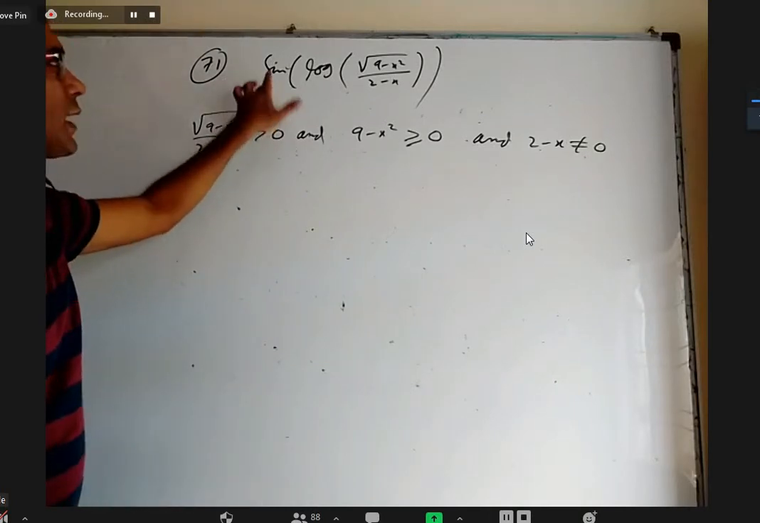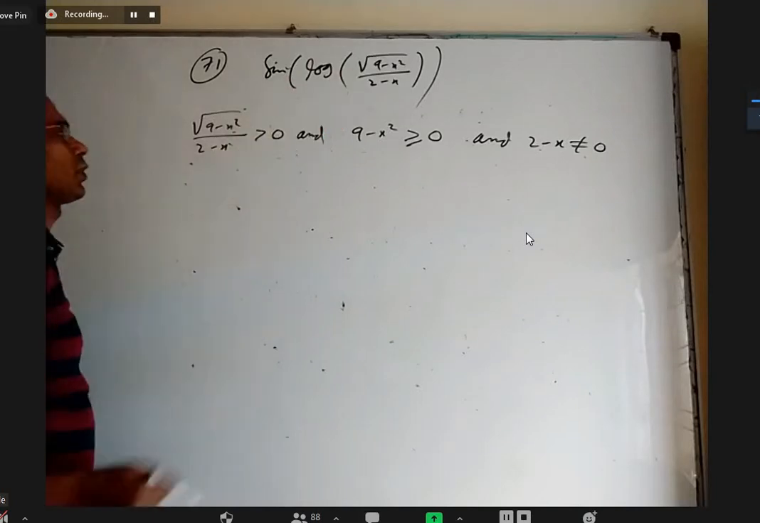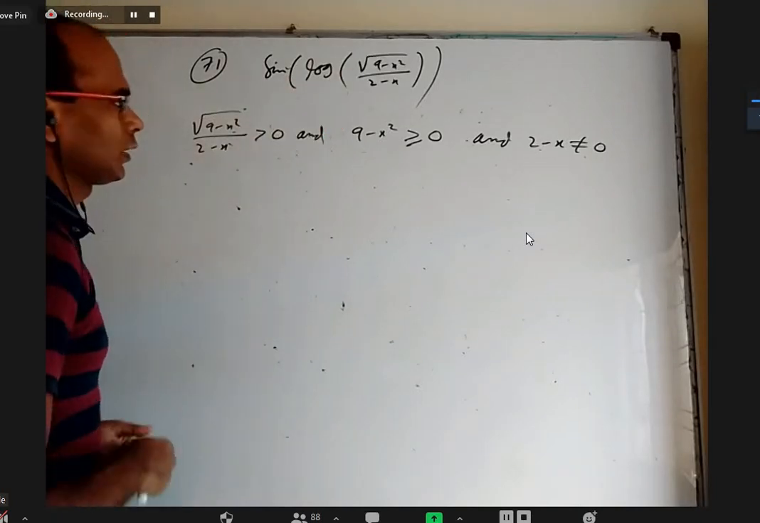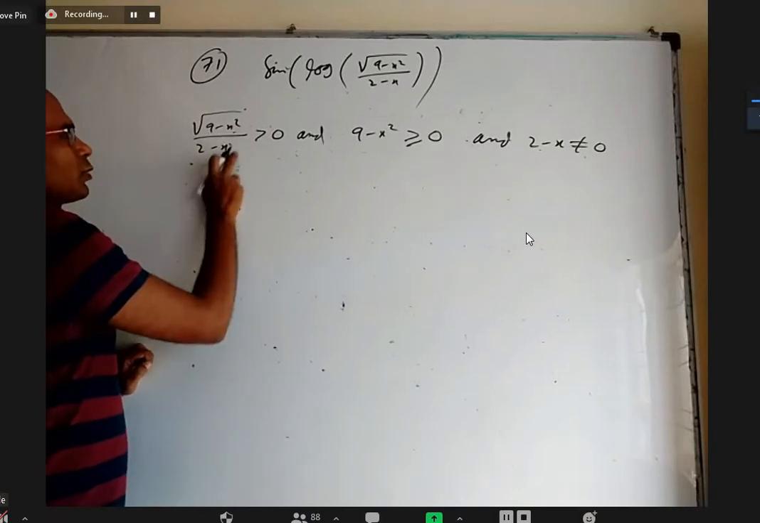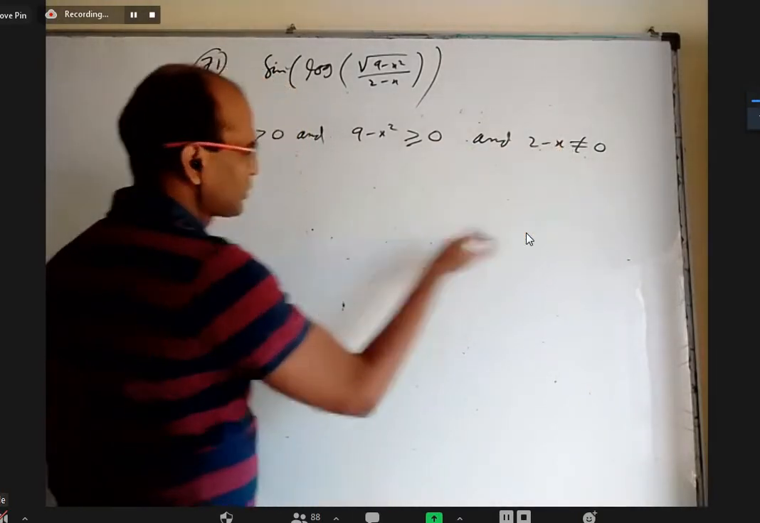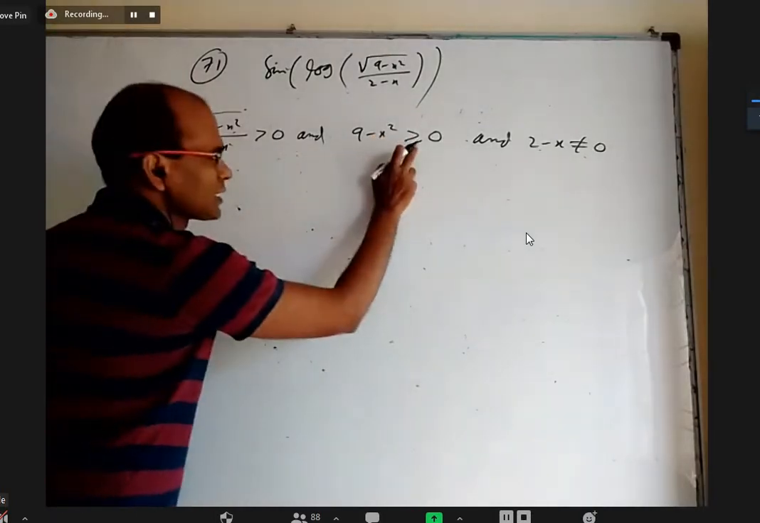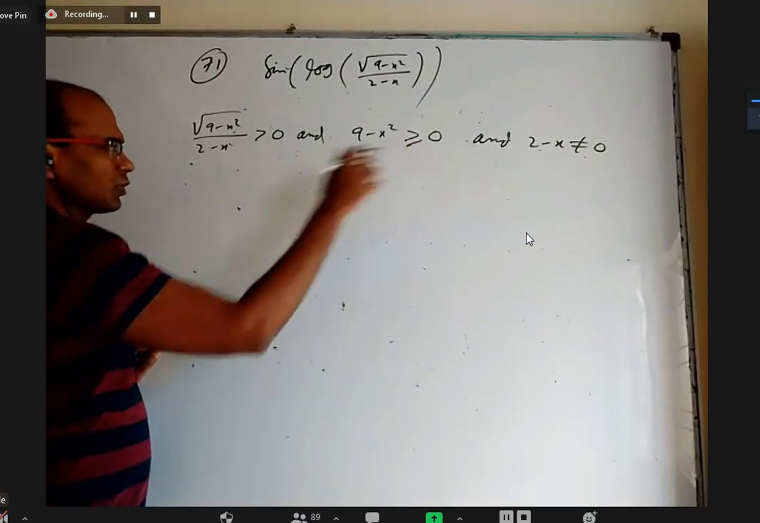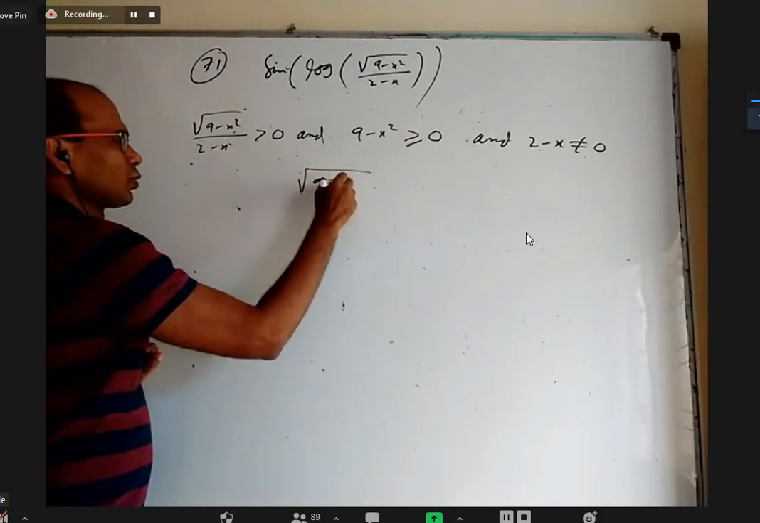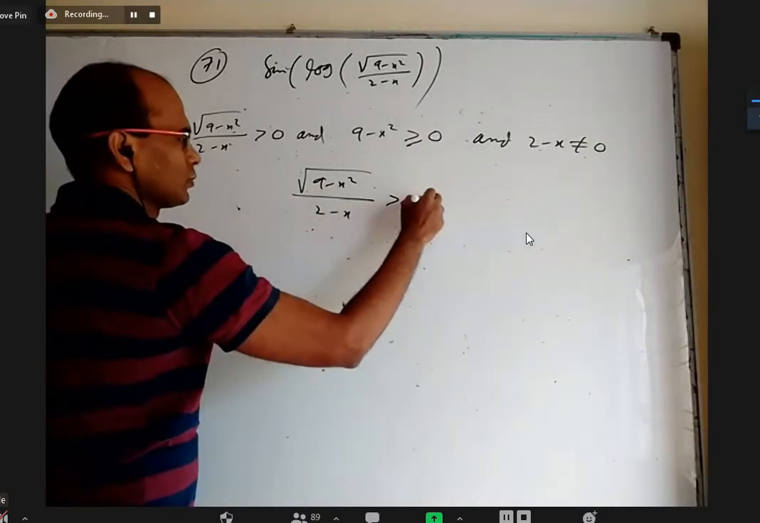Sine, no problem. Sine of anything is always defined. So sine doesn't create any problem, only the log. Okay. Now, when I try to solve this, automatically it will be included that 2 minus x cannot be 0, it will be undefined. And even this equality I have to remove because I want this to be greater than 0 only. So I think I can just write root of (9 minus x square) by (2 minus x) should be greater than 0.